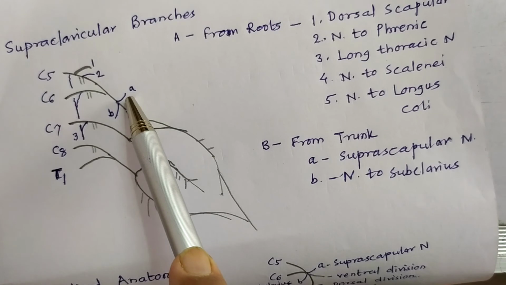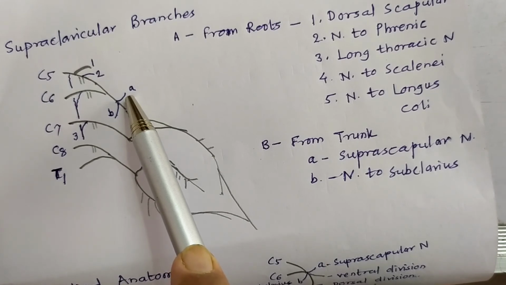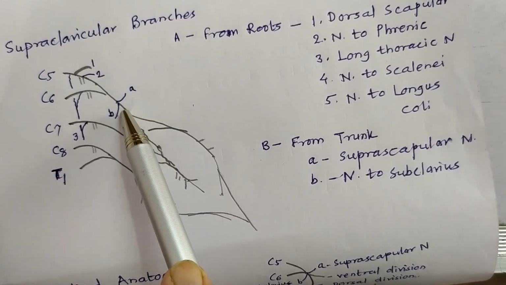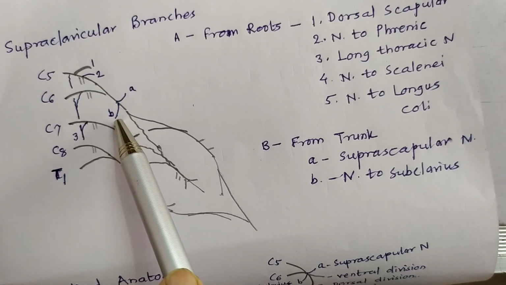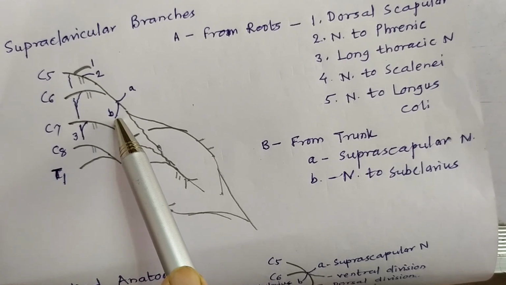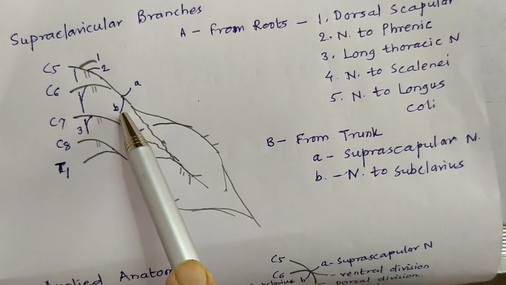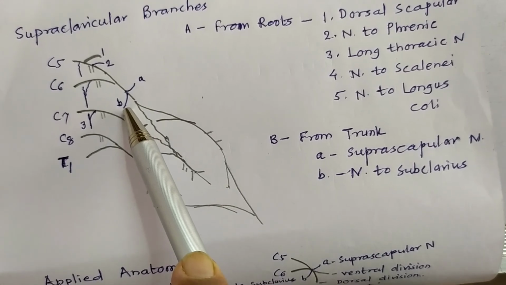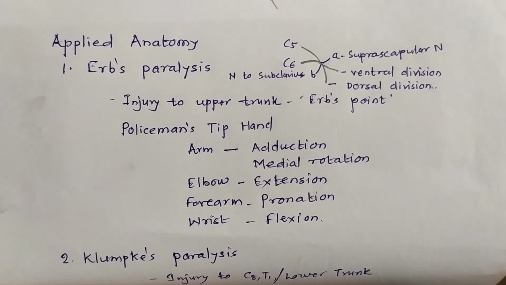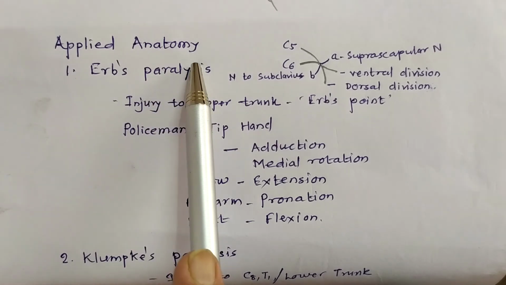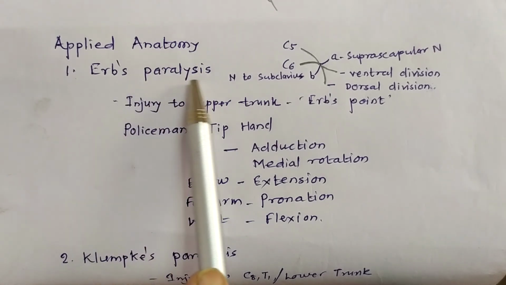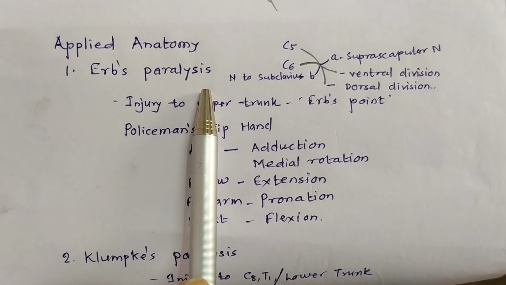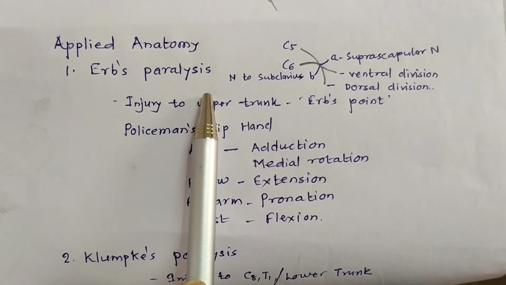It passes through the suprascapular notch and supply the supraspinatus and infraspinatus muscles. And the second branch is nerve to subclavius. It supply the subclavius muscle. Now coming to the applied aspect, applied anatomy. Erb's paralysis. Injury to the Erb's point leads to Erb's paralysis.